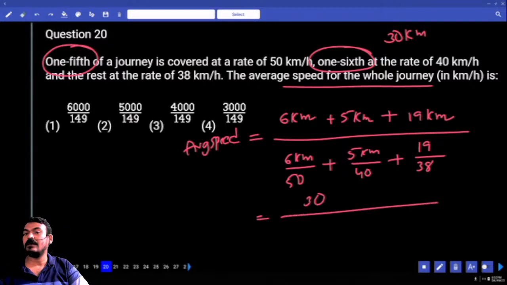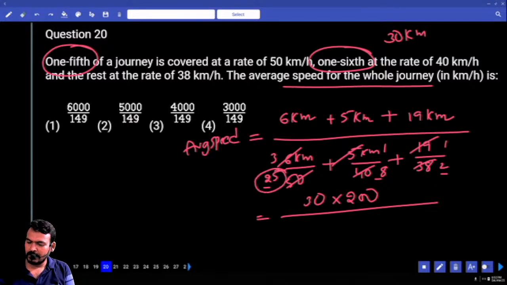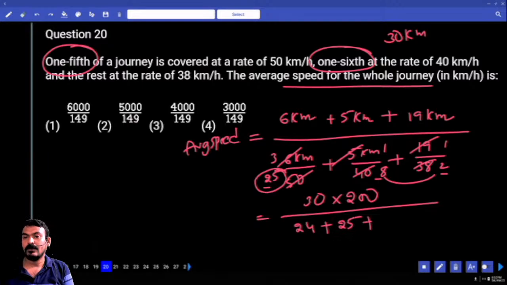30. Denominator: 6 by 50 means 3 by 25. 5 by 40 means 1 by 8. 19 by 38 means 1 by 2. Okay, what are the denominators? 25, 8 and 2. What is the LCM? 200. Then 30 multiplied by 200 times. 25 how many times? 8 times. 8 threes are how much? 24. Plus 8 how many times? 25. Plus 2 how many times? 100 times.